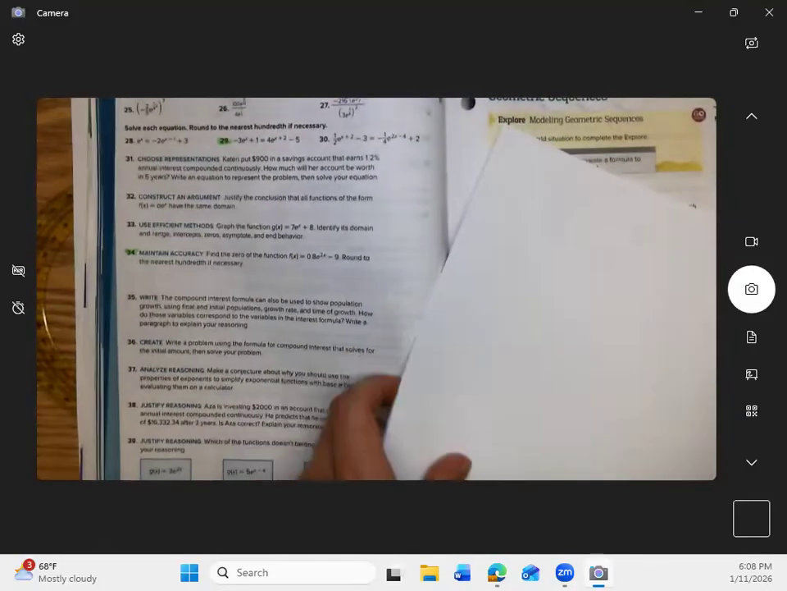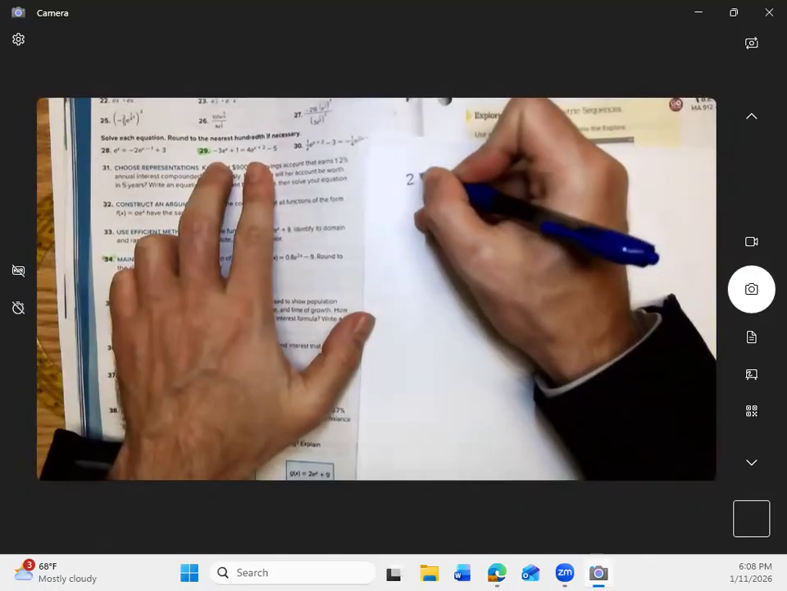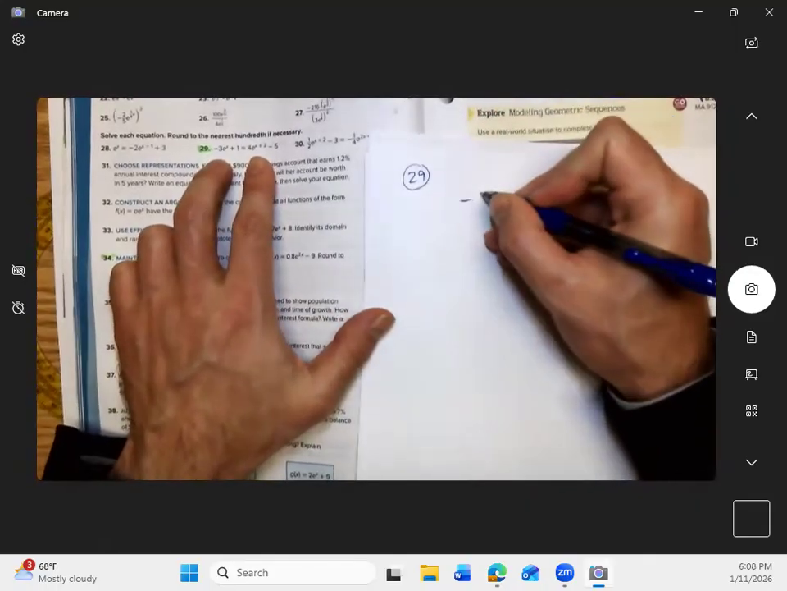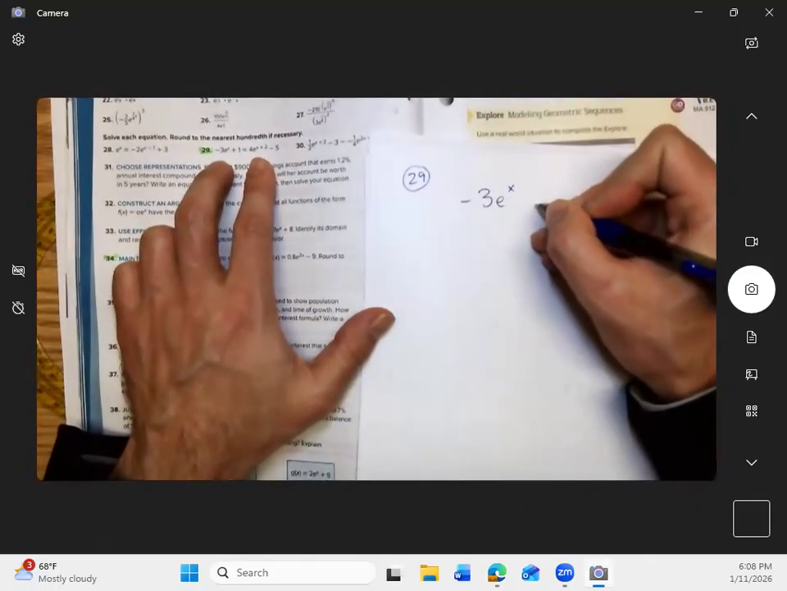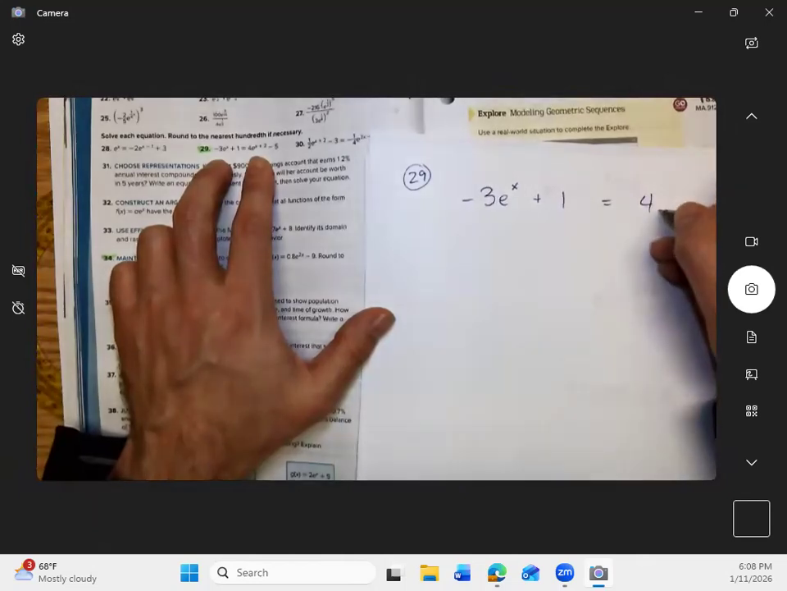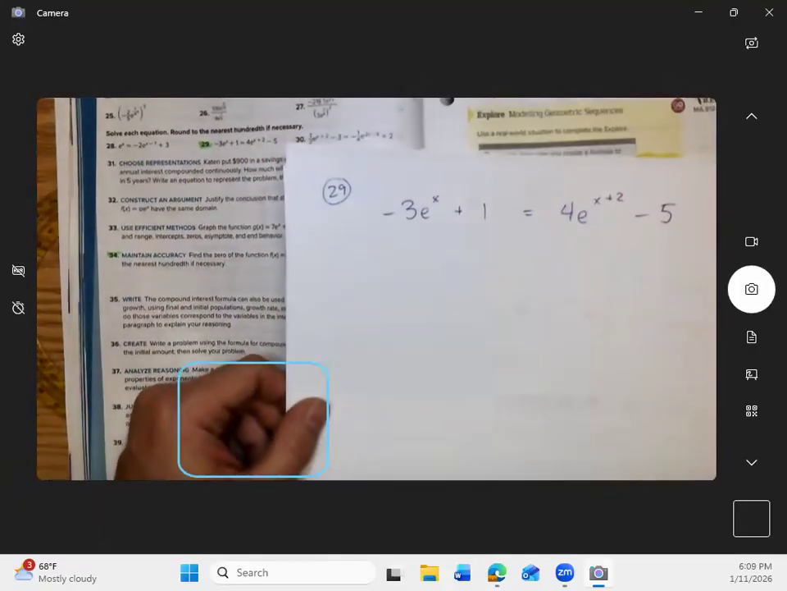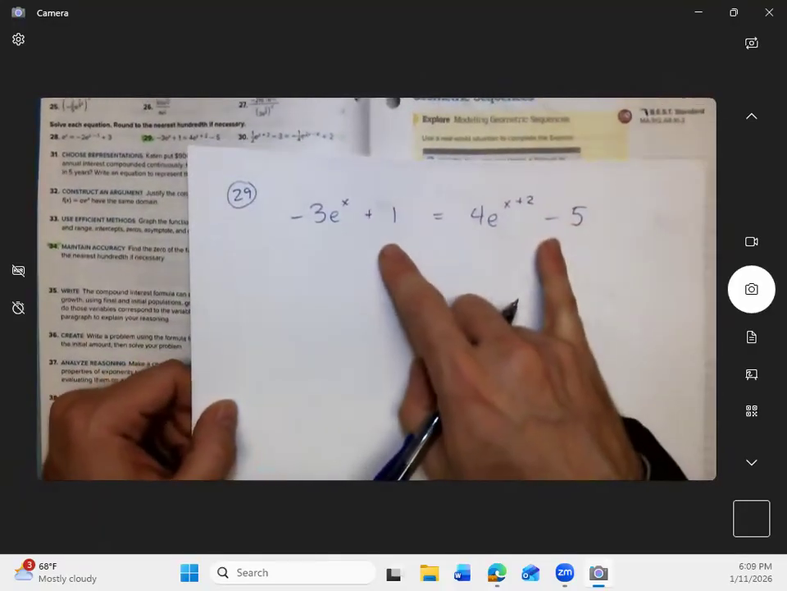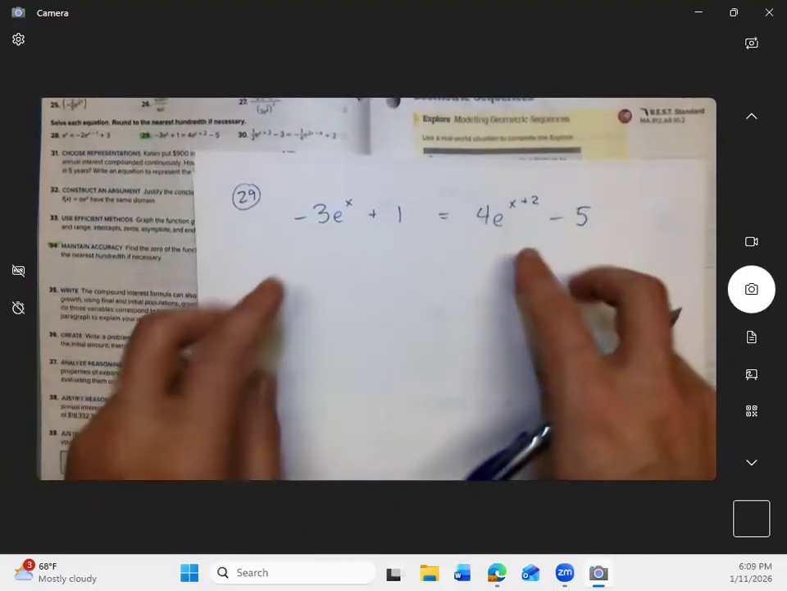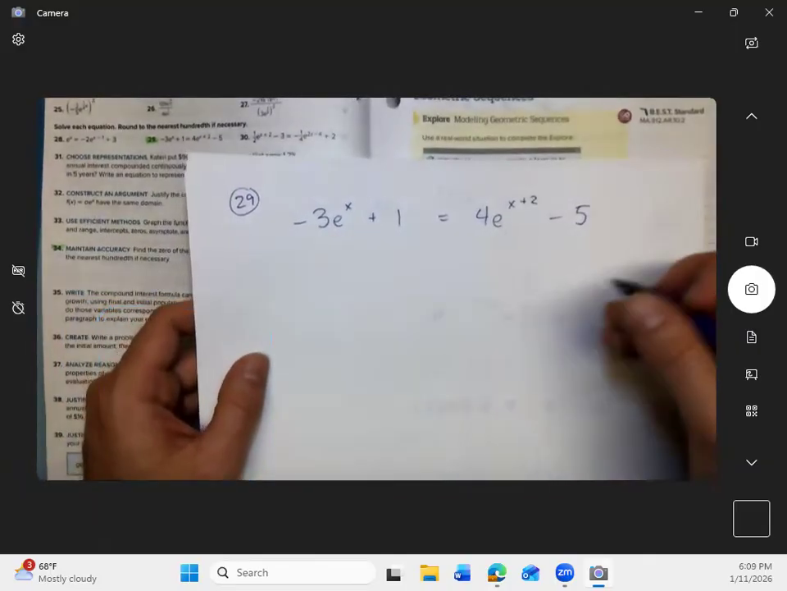All right, number 29. Oh, solve this equation. Ooh, a little fancier. Got negative 3 e to the x, and the whole thing plus 1, and that's equal to 4 e to the x plus 2, and the whole thing minus 5. Now, there is a way to solve this properly with logarithms, or I could make y equals this, y equals this, and solve it with Desmos. Let me show you guys the proper way with logarithms.